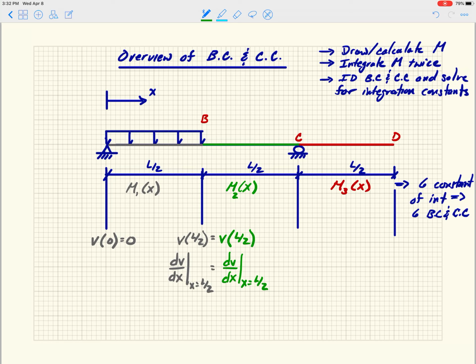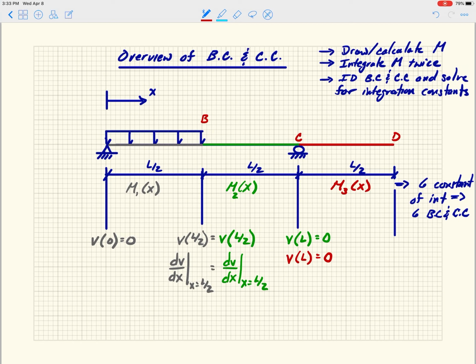Okay, and then if we keep moving over here, so now we're at point C. At point C, I know that the displacement is 0, so I can say that the displacement of the green elastic curve has to be 0 there. I can also say that the displacement of the red elastic curve has to be 0 there. So they are in fact the same, right? But because there's a support there, not only do I know they're the same, I know exactly what they are, right? And that's fundamentally the difference between a boundary condition and a continuity condition.